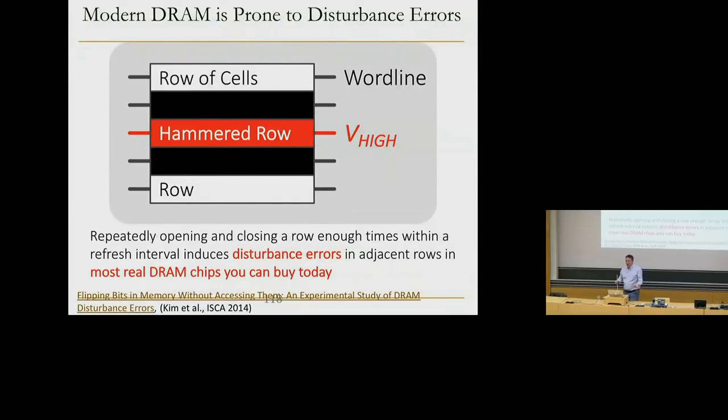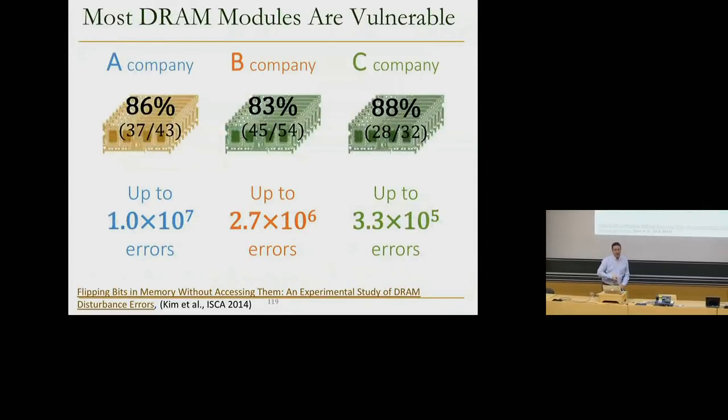What gives? I mean, what's happening? And this is not little. Professor Mutlu's group looked at three different manufacturers. They don't like to be named, so they are hidden as company A, B, and C. They tried 43 DRAM modules, not individual chips, and 37 of them, so 86%, 83%, 88%, had errors. And they didn't have just one or two errors. This is like 10 to the 7, 10 million errors, 2.7 million errors, 0.3 million errors in the DRAM.